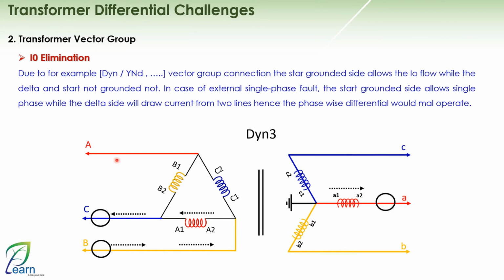So imagine now that the current read from phase A on the star side does not actually have a corresponding current from phase A on the delta side. And also there is a current flowing in phases B and C on the delta side, but there is no corresponding current in phases B and C on the star side. Additionally, here you have only one phase, and here you have two phases.